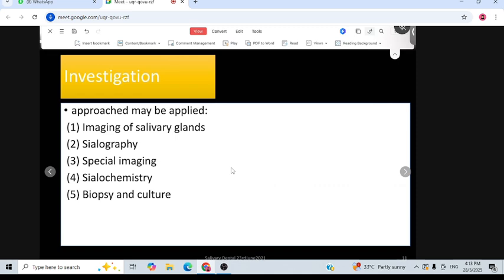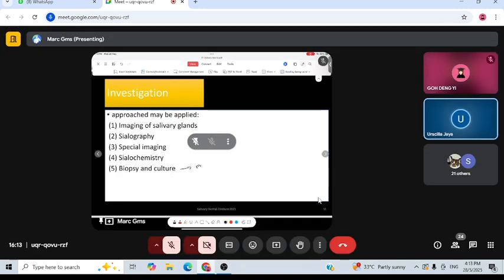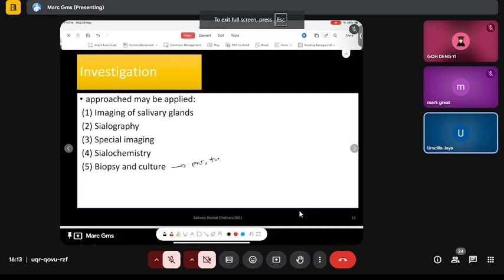So the investigations for a salivary gland tumor or infection would be imaging of the salivary gland, sialography, special imaging, cytochemistry, biopsy, and culture if there is any pus or tumor suspected. Okay, next.